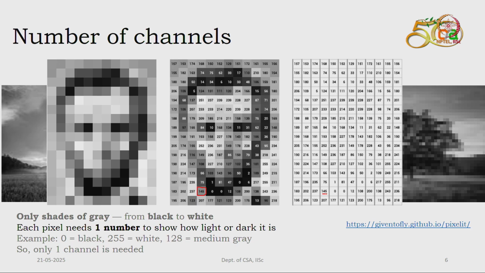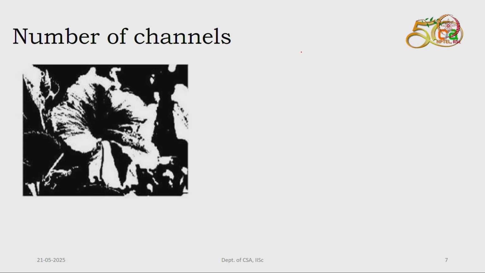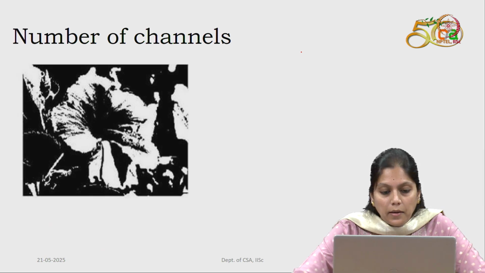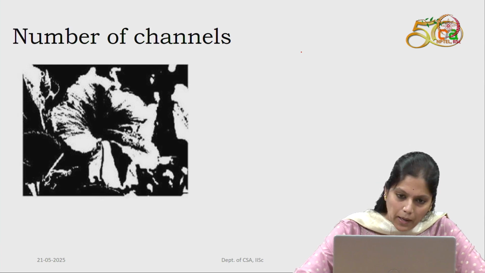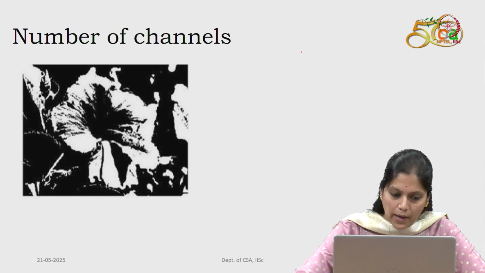I hope you are understanding. Whenever we deal with grayscale images, to represent each pixel we need only one number. So, let us move on. Suppose you are working on binary images. What are binary images? Binary images are black and white. The other name for this is black and white.